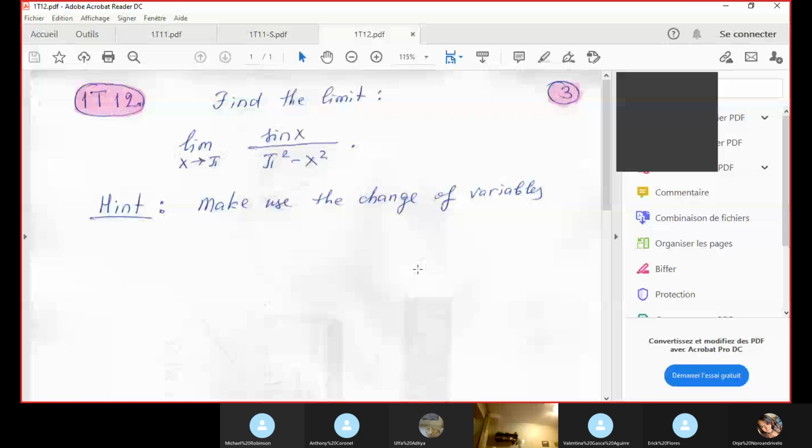The ideas. We need to assign another variable, like whatever variable, y for example. You see, you have x goes to pi. If I take a new variable y, which is pi minus x, what do we have?